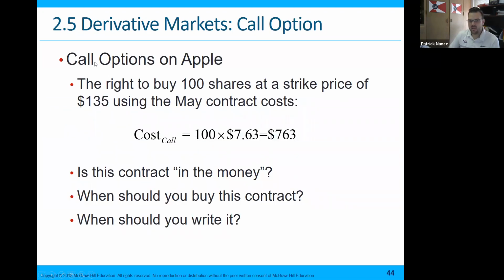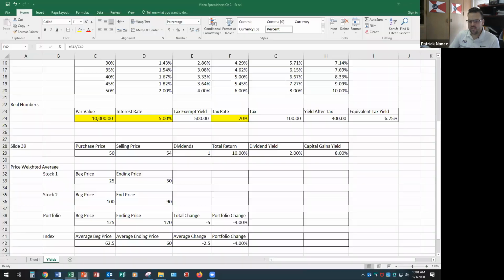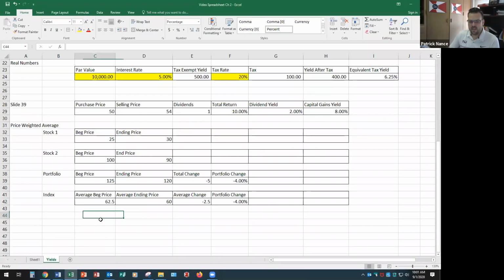So here's a calculation. Call option: the right to buy 100 shares of Apple at the strike price of $135 using the May contract costs $763. Is this contract in the money? To know that, we need to figure out whether it's worth it to buy that currently. The stock price currently is $141.20. We're going to take it times 100 for 100 shares.